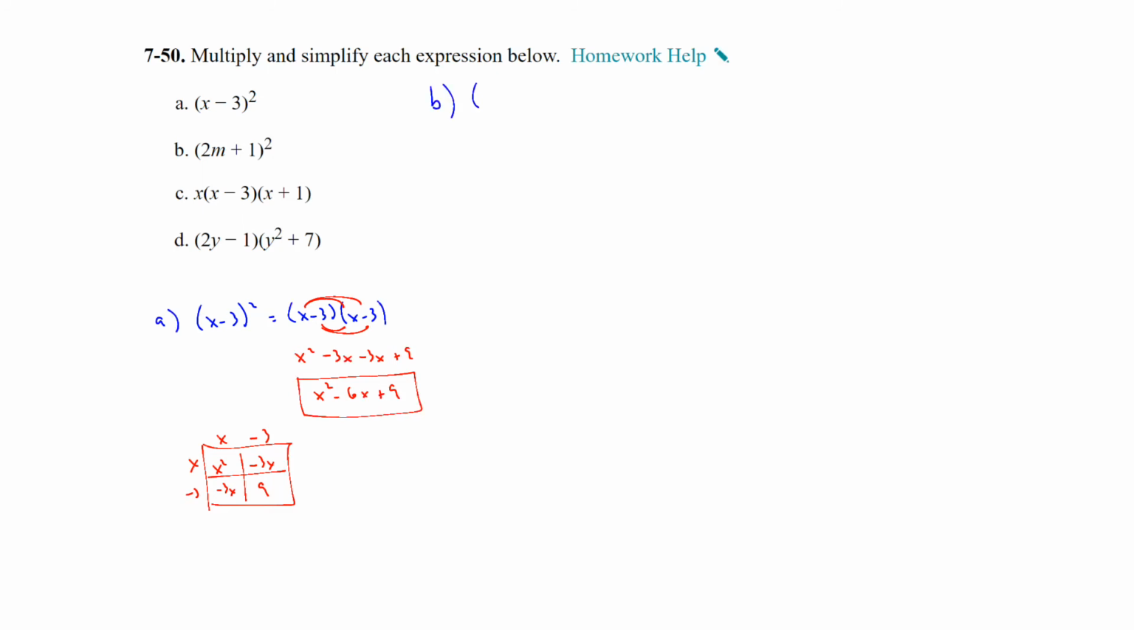Part B, same thing. (2m plus 1) times (2m plus 1). So when you distribute, you get 4m squared plus 2m plus 2m plus 1. 1 times 1 is 1. And then 4m squared plus 4m plus 1. And as I said before, you can still use the generic rectangle on this one as well.